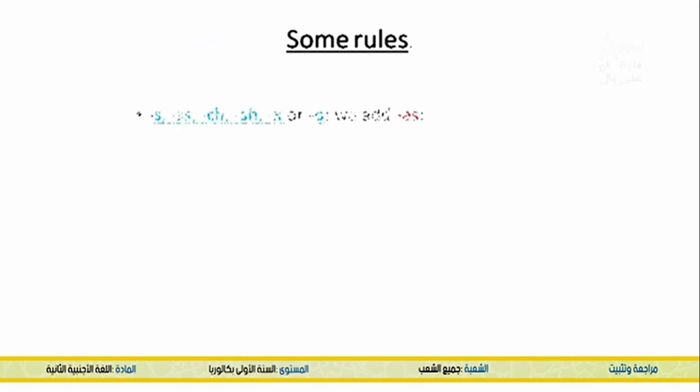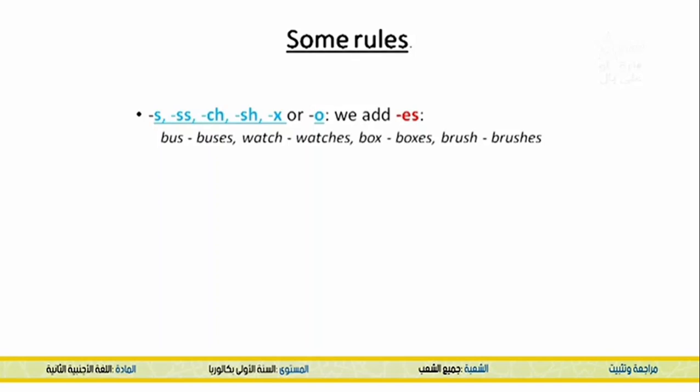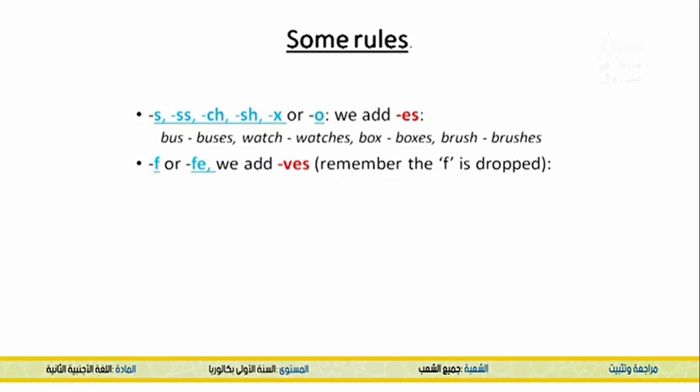Some rules. Now here, with the words that end in S or double S or CH or SH or X or O, we add ES. For example, bus, buses, watch, watches, box, boxes, brush, brushes, right? What about this one? F or FE, we add what? VES. Remember, the F is dropped.